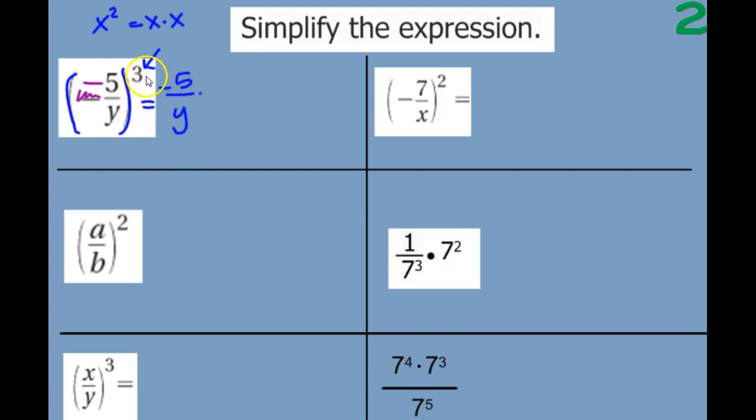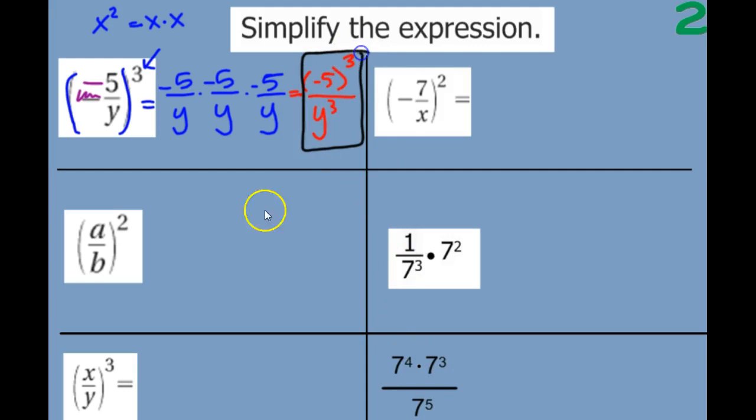I'm going to write this 3 times. Negative 5 over y, negative 5 over y, negative 5 over y. So overall, we have negative 5 how many times? Well, we have negative 5 times negative 5 times negative 5, 3 times. And in the denominator we have y 1, 2, 3 times, or y to the third. So this is our answer.